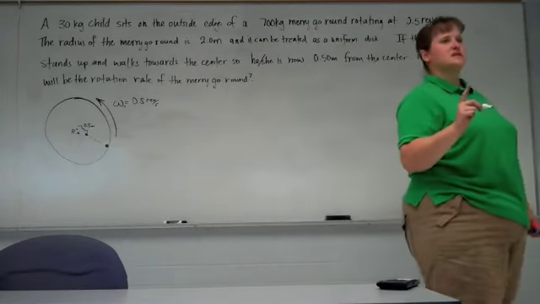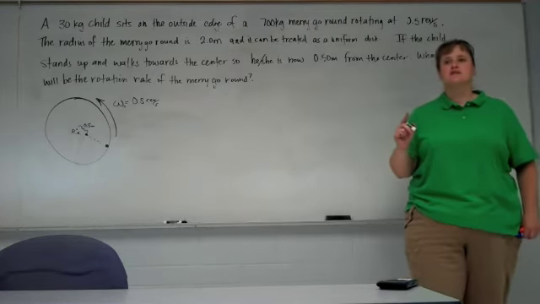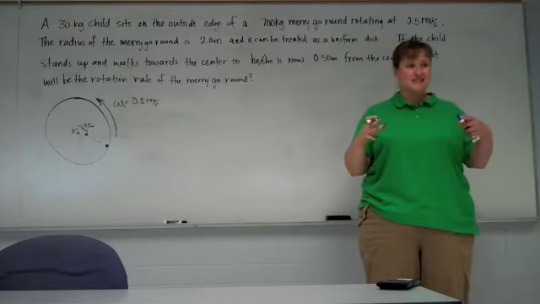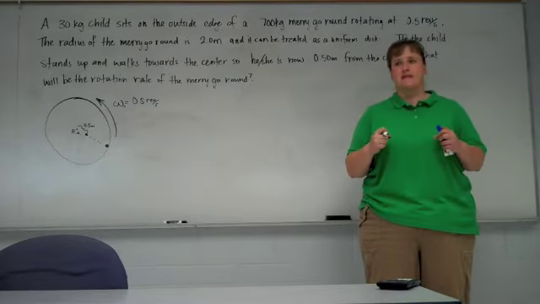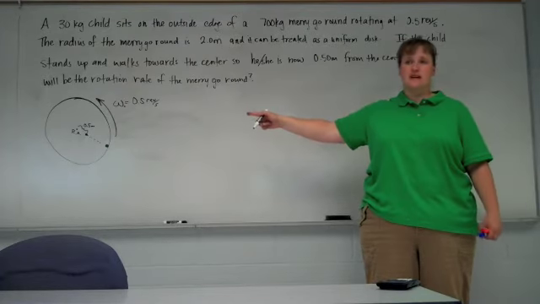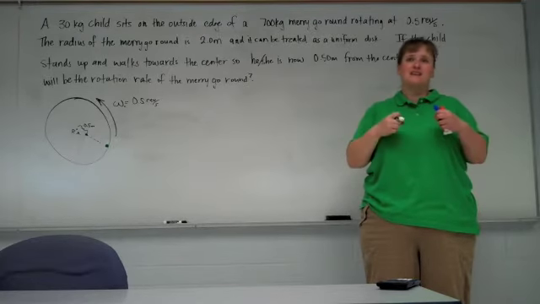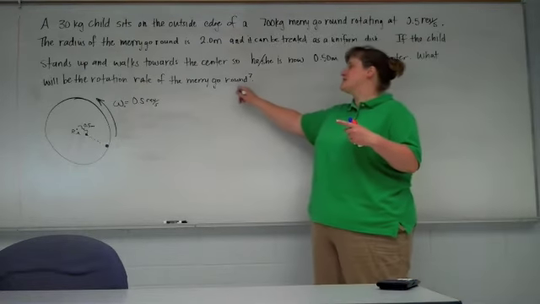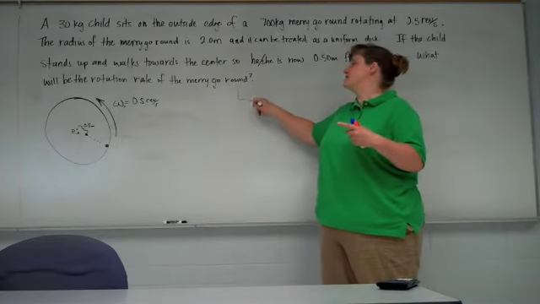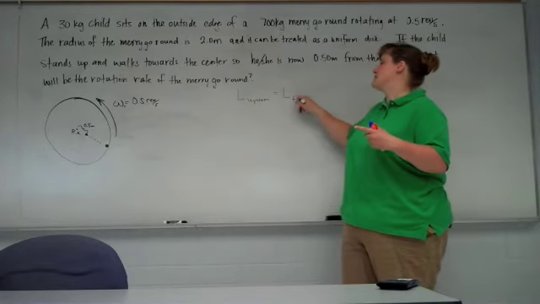Angular momentum is conserved in collisions, but it's also conserved in any system where all you're doing is redistributing the mass. This is just a redistribution of the mass. The kid is moving, but the merry-go-round and the kid are the system. So we can say that the initial angular momentum of the system has to equal the final angular momentum of the system.